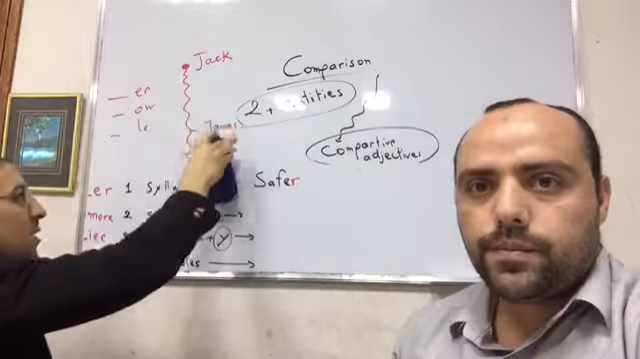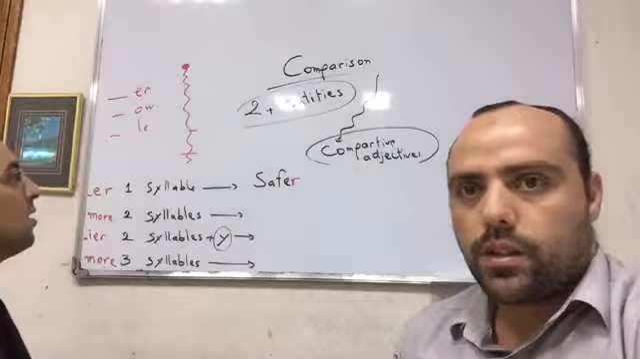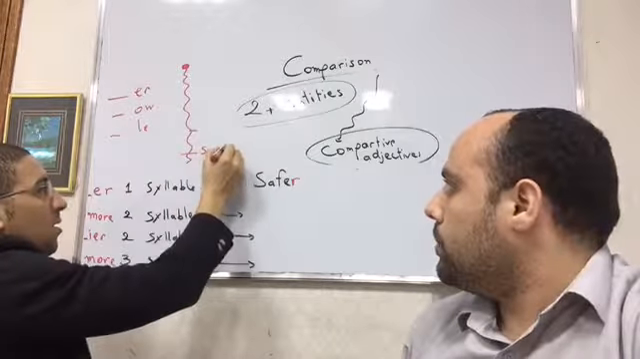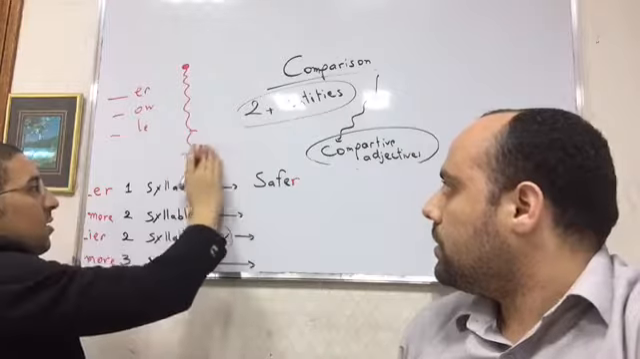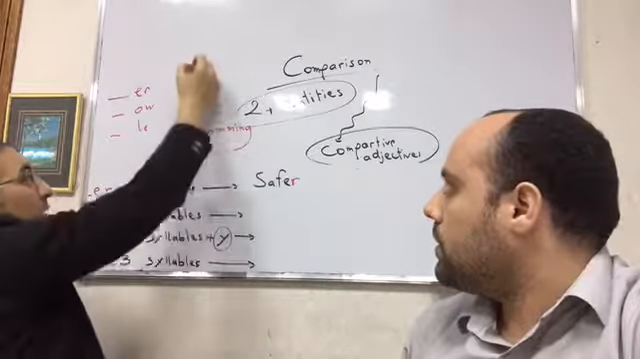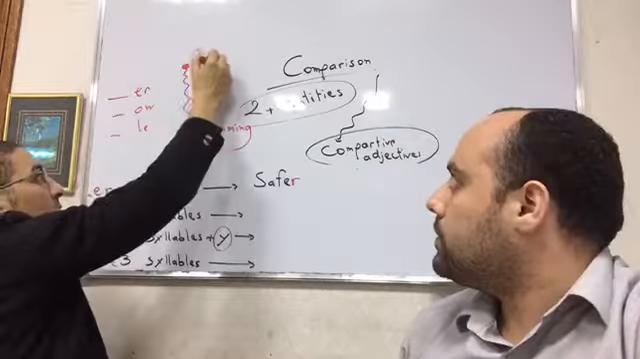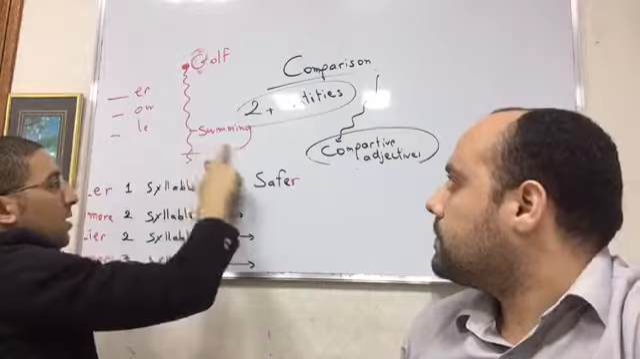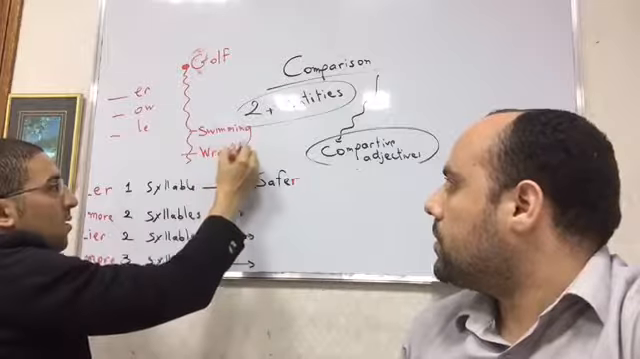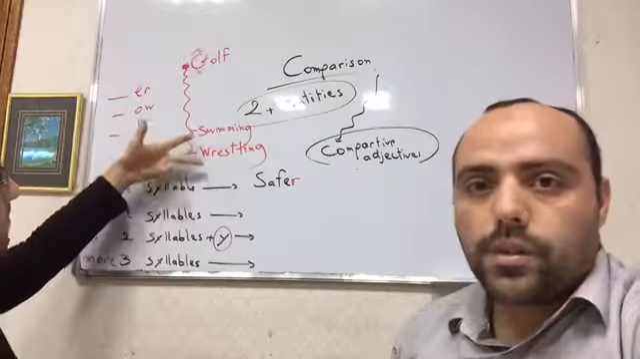So here, for example, we are comparing things. Let's compare sports. For example, we have swimming. Let's write swimming. And we have, let's say, golf. And here we have, for example, wrestling. Okay, so here we're going to use the word safe.